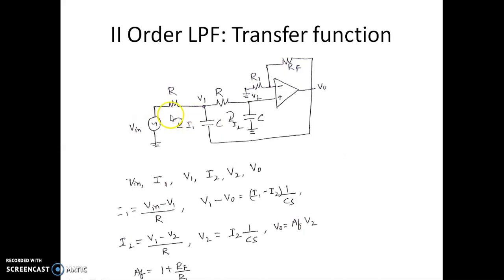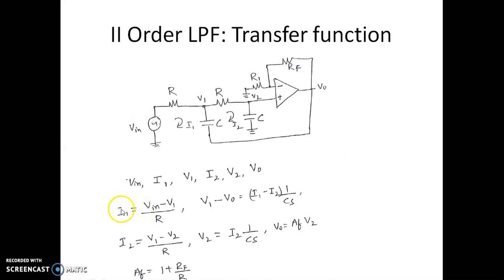Let us try to identify the variables here. We have Vin as one of the voltage variables, we have I1 as the second, V1 is one more variable, I2 is one more variable, and this is V2, the nodal voltage, and we have the final variable as V0. So this is the list of variable parameters, which are the currents and voltages. Now we're going to write the expression for each one of the dependent parameters.